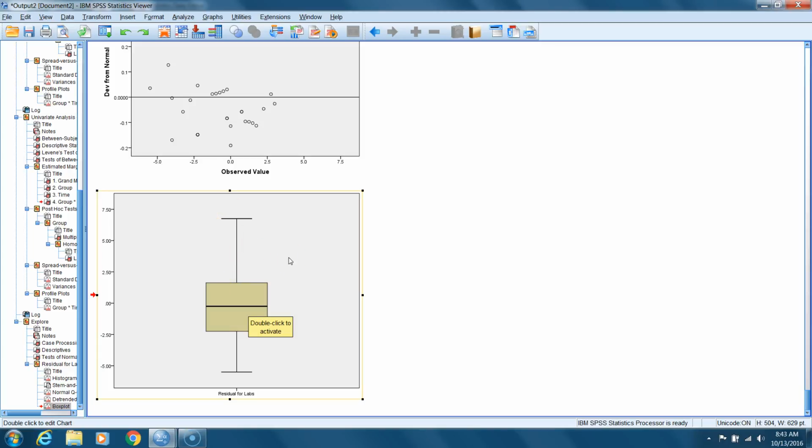I kind of almost think about this like looking at a histogram from the top down, and it tells us also that there's not really any extreme outliers. SPSS would plot any outliers beyond these lines here, if there were any.